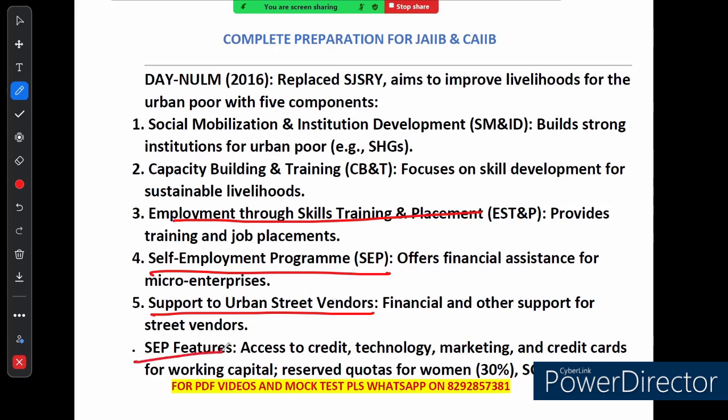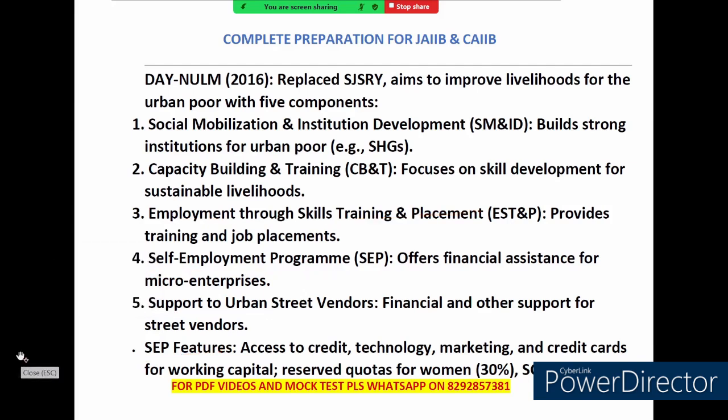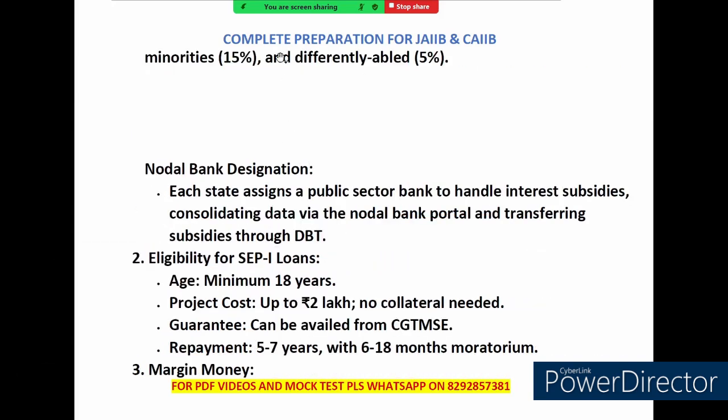Now what are the special features of SEP? Self-employment program it is called. The SEP program provides access to credit, technology, marketing support, and even a credit card for working capital. And these are the reserved quotas. There are reserved quotas for women, that is 30%, for SC, ST community and minority 15%, and differently abled individuals 5%. So whether it is supporting SHG with post credit follow-up or helping the urban poor through the DNULM, these initiatives are making a big difference.